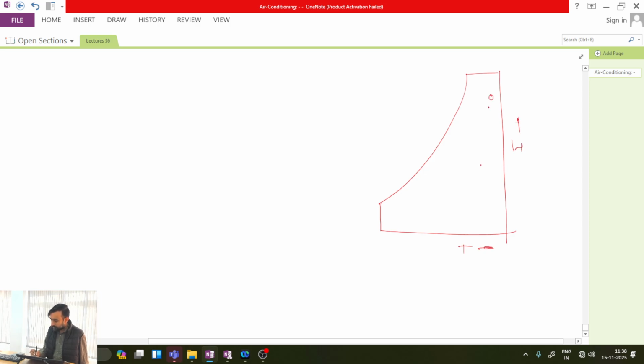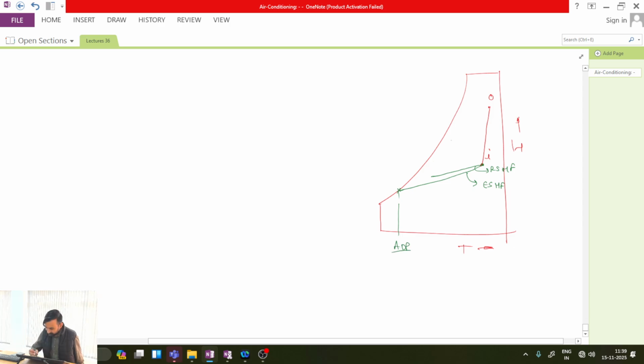State O, state I. Okay. In between these two, I must have state 1. And from state I, I will be having one line which will be representing RSHF. And from state I, again I will be having one more line which will be representing ESHF. Okay. And the characteristic of the ESHF line is that it crosses the saturated curve at ADP.